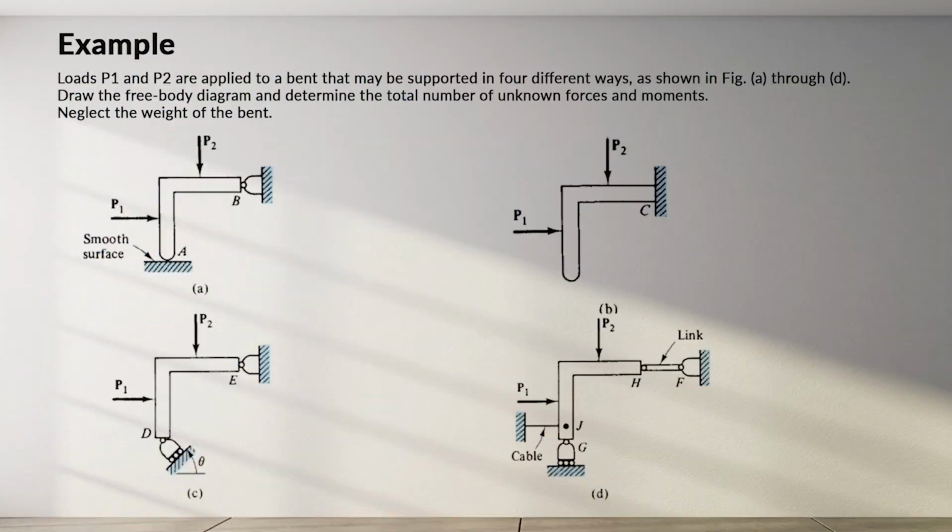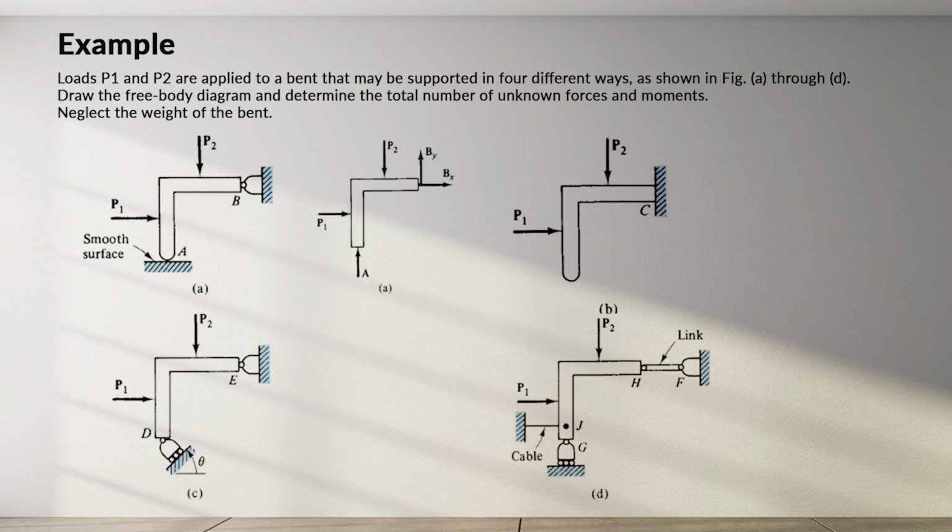In example 5.1, loads P1 and P2 are applied to a bent that may be supported in 4 different ways, as shown in figures A through D. We want to draw the free body diagram and determine the total number of unknown forces and moments. We will neglect the weight of the bent.